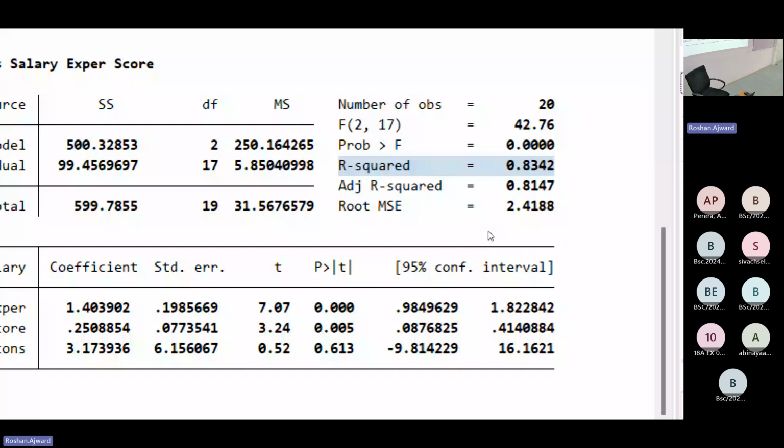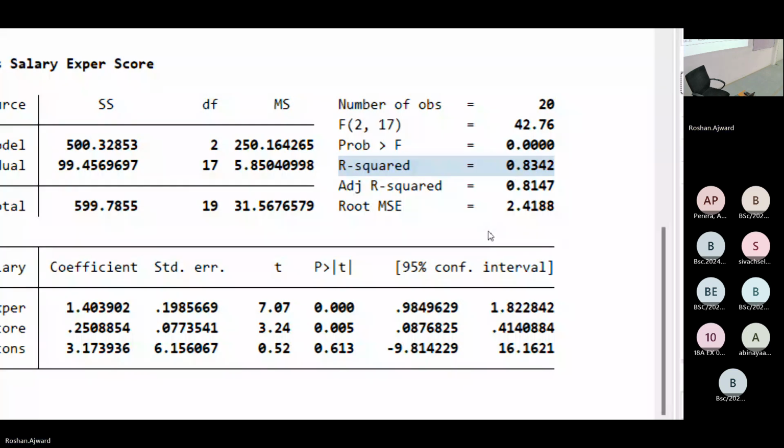Not good, but acceptable. Higher R square, higher fit. That means what? The two independent variables could explain how much? 83.42% of the dependent variable. Is that clear? As the value goes up and up, it means more explanatory power of the independent variables.